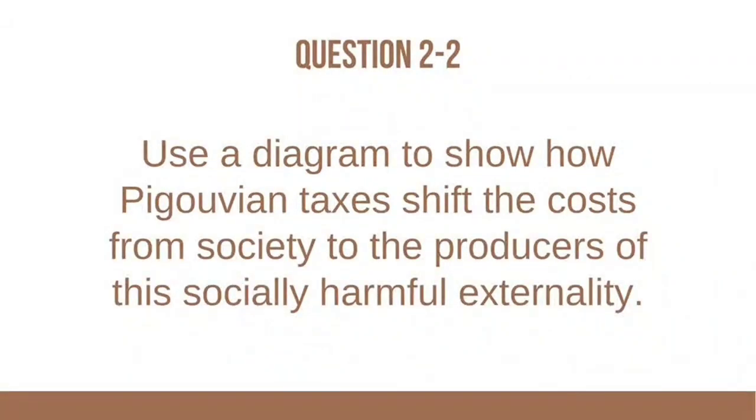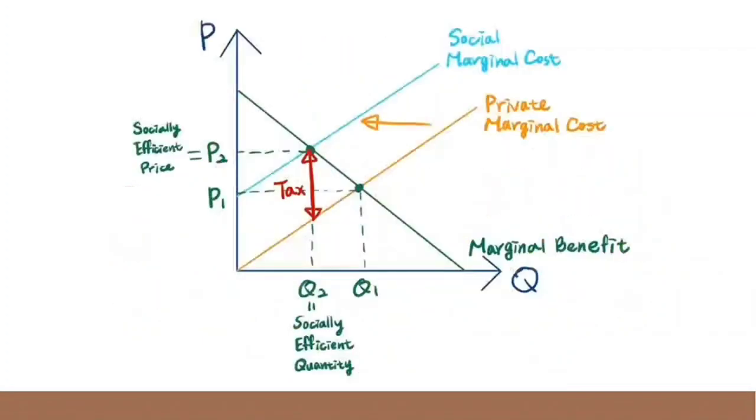Question 2. Use a diagram to show how Pigouvian taxes shift the cost from society to the producers of this socially harmful externality. At the point Q1, the market is efficient and the supply meets demand. However, the market is not socially efficient because the cost to others is not accounted for. To compensate for the negative effect of an externality, the tax is imposed, raising the price from P1 to P2.